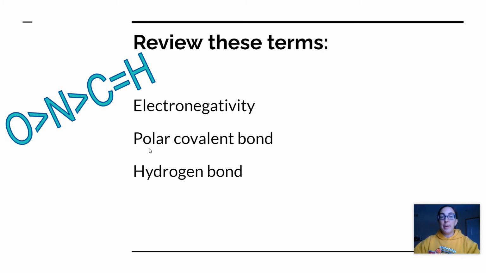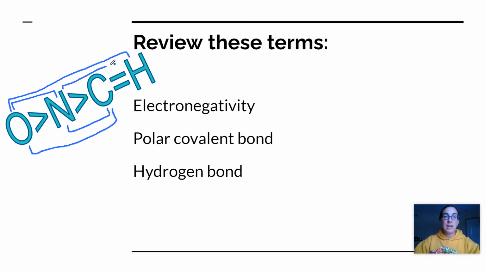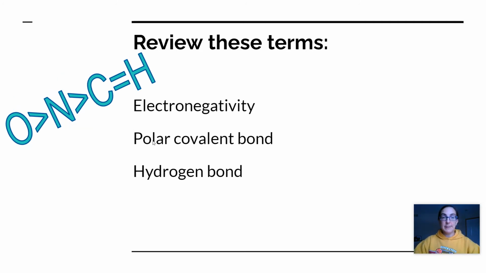And the important thing to remember here is that when you have two elements that bond that have different electronegativities, that is when you get a polar covalent bond. So if you have a bond between nitrogen and carbon, they have different electronegativities, so that's a polar covalent bond. The same would be true of a bond between oxygen and carbon or oxygen and nitrogen. Those would both be polar covalent bonds. And the same would be true of an oxygen-hydrogen bond or a nitrogen-hydrogen bond. Anything where one element is more electronegative than the next is going to give you a polar covalent bond.